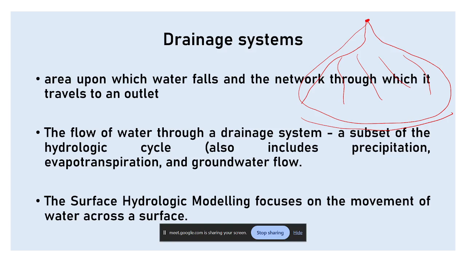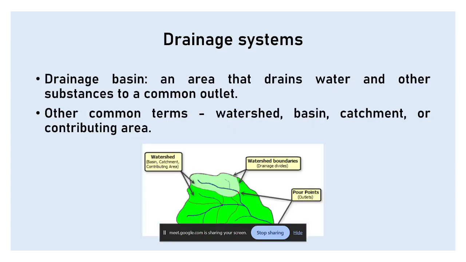The flow of water through a drainage system is basically a subset of the hydrologic cycle. We are already familiar with the hydrological cycle, like how the water comes to the earth by precipitation and then it goes by evaporation. All these things we know, right? Evapotranspiration is there, groundwater flow is there. So along with all these things, the surface water flow or the water flow in a drainage system is a subset of the hydrologic cycle. The surface hydrological model, as I said, focuses on the movement of water across a surface, how the water moves on the surface.